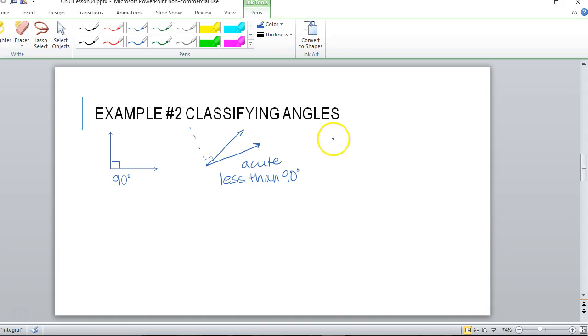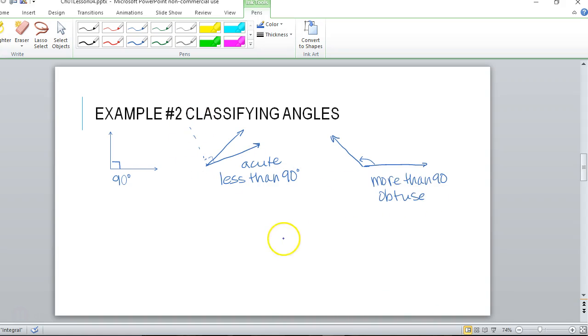And then an obtuse angle would measure more than 90 degrees. So in your definition section, if you would like to write just little picture examples with your definitions, that would be a good idea. This is more than 90, and it's obtuse.